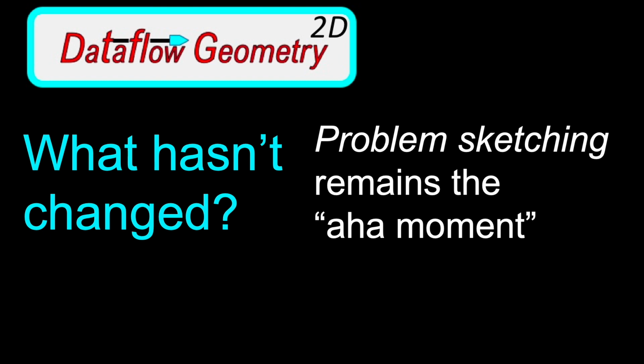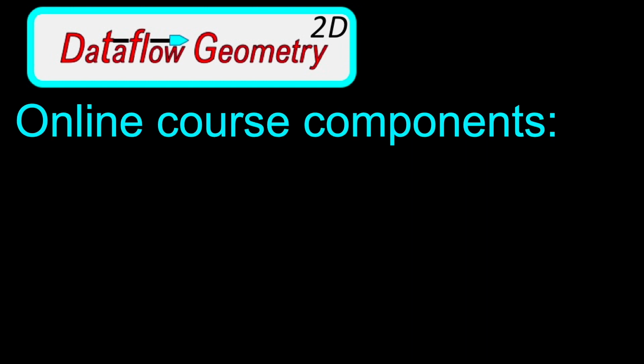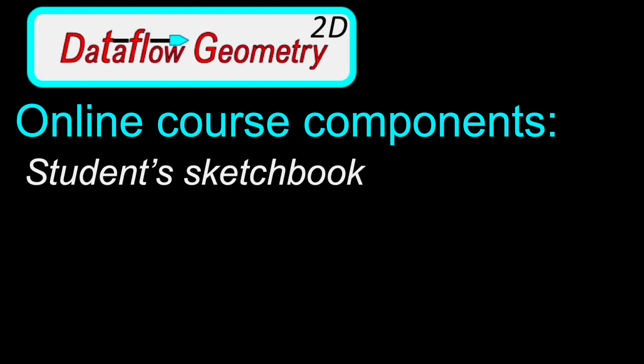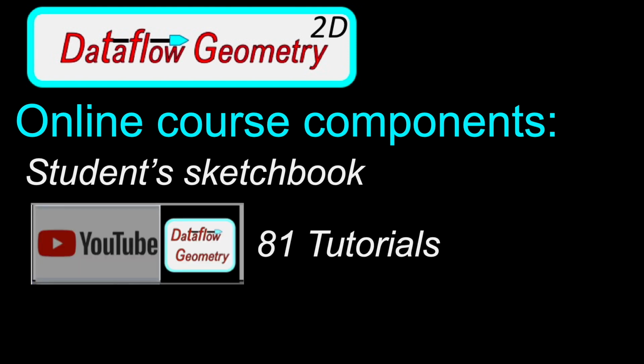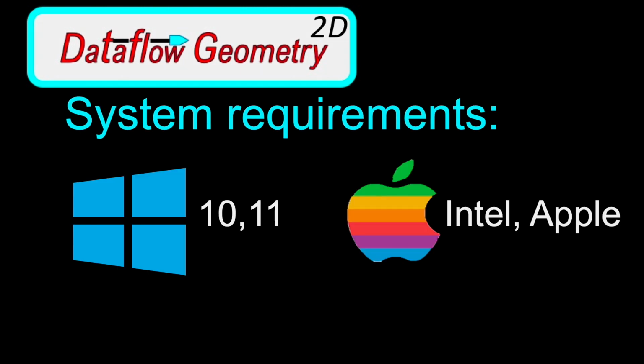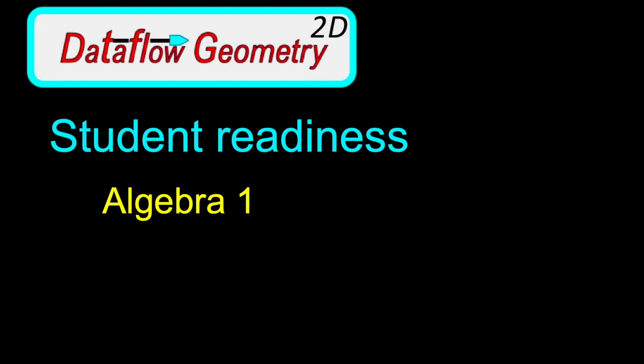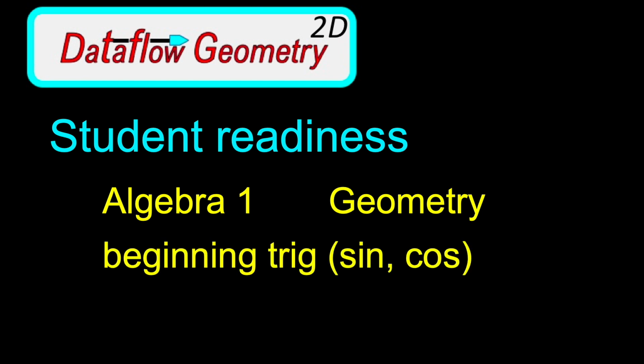The paramount skill is not using the software, it's learning the inventive sketching skills with paper and pencil. The only change is adding pseudocode to specify the data flow. So the resources for the course are the student's sketchbook, a YouTube channel containing 81 tutorials, and the custom software application. Requirements for that are Windows 10/11 or Macintosh, Intel, or Apple Silicon, minimum 1920 pixel graphics. Students will be ready if they've taken Algebra 1, Geometry, and just a beginning of trig with sine and cosine.